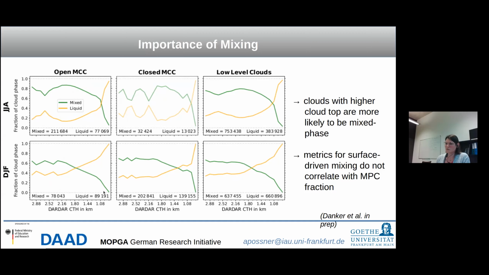And this increase in pronouncedness between the two seasons makes sense. In austral winter, it's generally colder as we are in winter, so you're reaching the temperatures that are efficient at ice nucleation already at lower altitudes. Whereas in summer, you need to go higher up to reach the same cold temperatures. So it makes sense that this relationship is more starkly pronounced in summer than in winter. And again, it's something that shows across the different regimes for open, closed, as well as all low-level clouds.